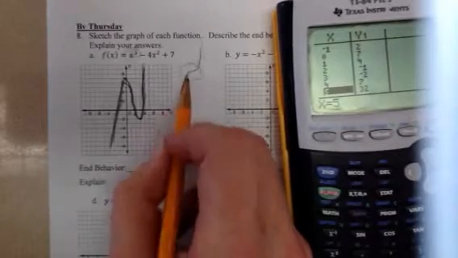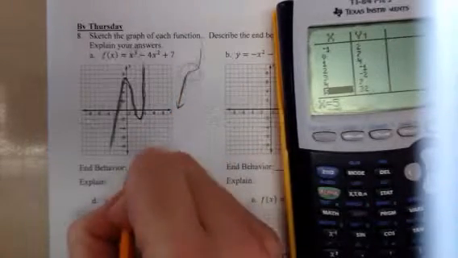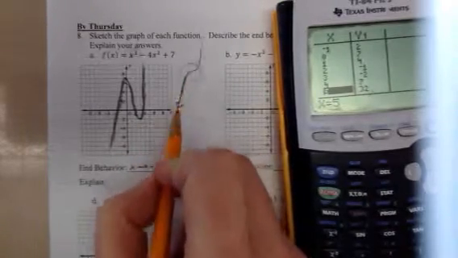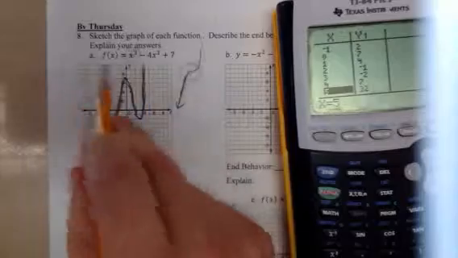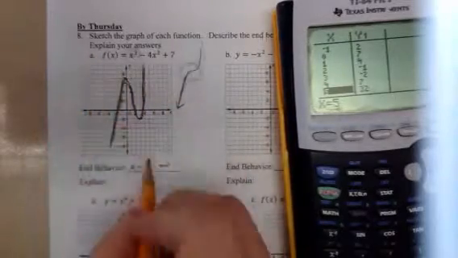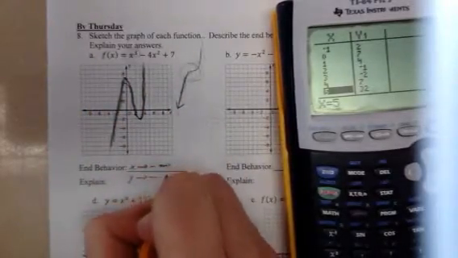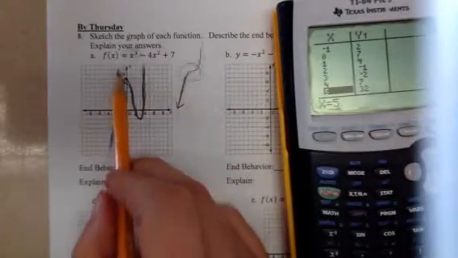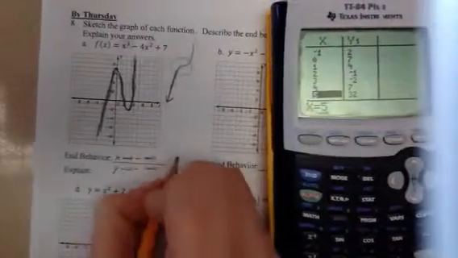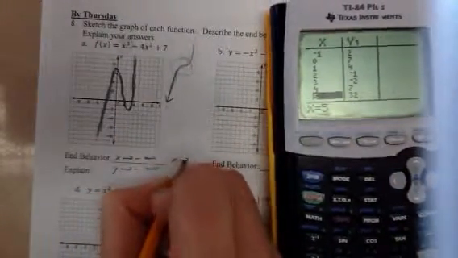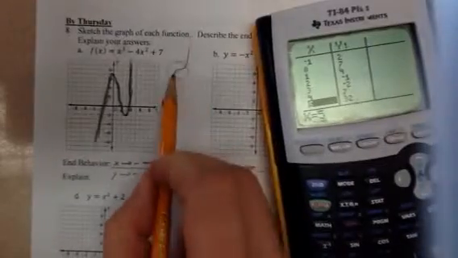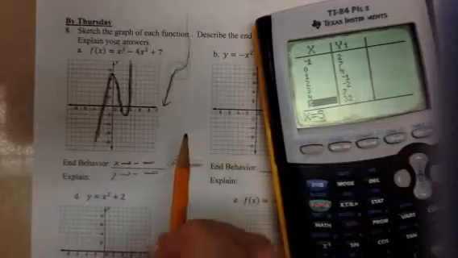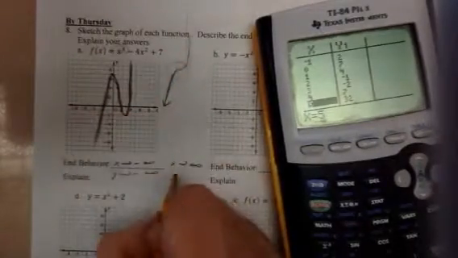So remember when you're talking about end behavior going this way, we're saying x goes to negative infinity, right? As you go to the left, x goes to negative infinity, y also goes to negative infinity. We also go down. So as we go to the left, our y values go down. And then as x goes to positive infinity, y also goes to positive infinity. It goes up. So as I go to the right, I go up.